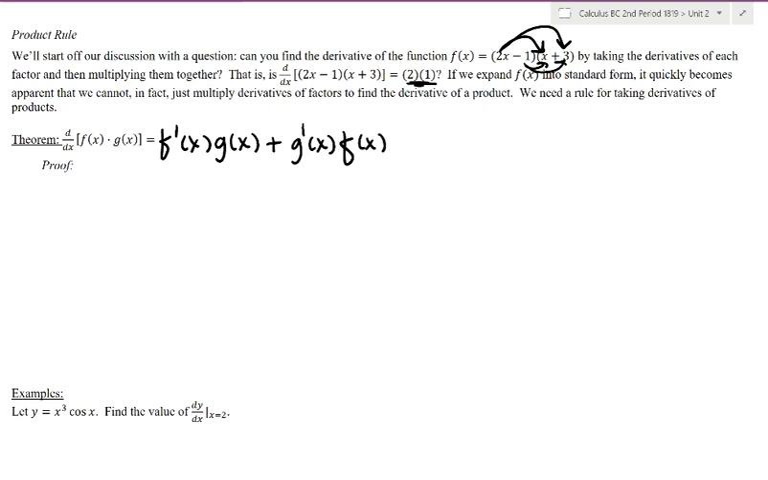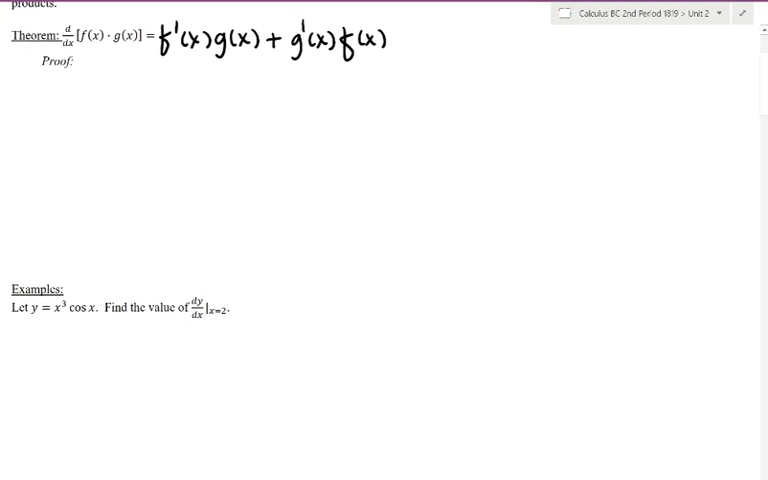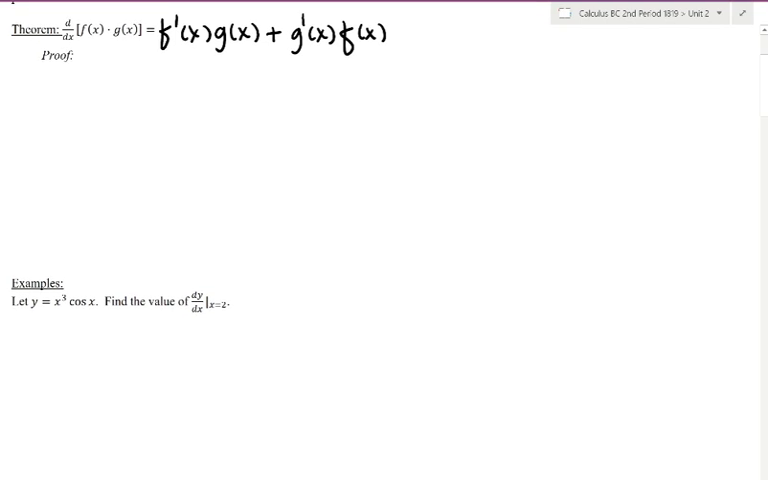Now, keeping that up there, let's start with an example. Okay, y equals x to the third times cosine x. Find the value of dy/dx at the point where x equals 2.